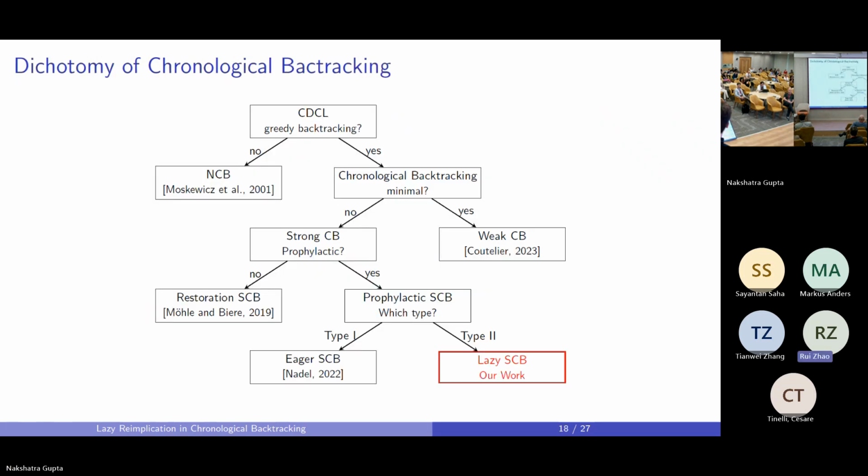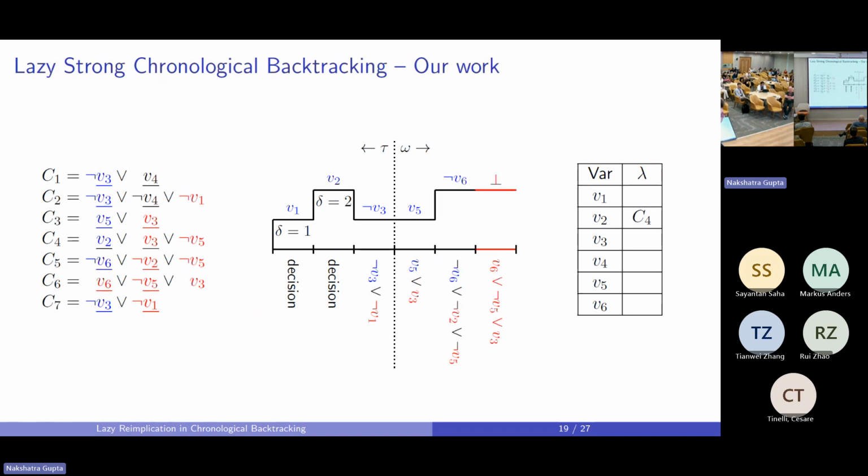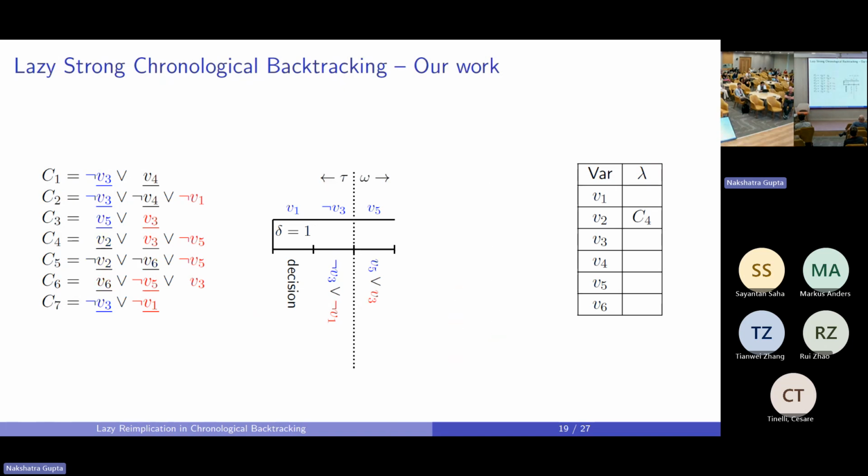So type 2 prophylaxis is we let the problem happen, but we just fix it cheaply. So the idea is we just add a new vector, and this is the contribution of this paper, with lazy reimplications. So when we detect a missed lower implication, we keep it in the fridge. We don't touch it. We just hold it somewhere that says V2 can be reimplied by C4 at a lower level. And now when the conflict happens, we don't need to repropagate V3 because we know that there is a clause here, C4, that implies V2.